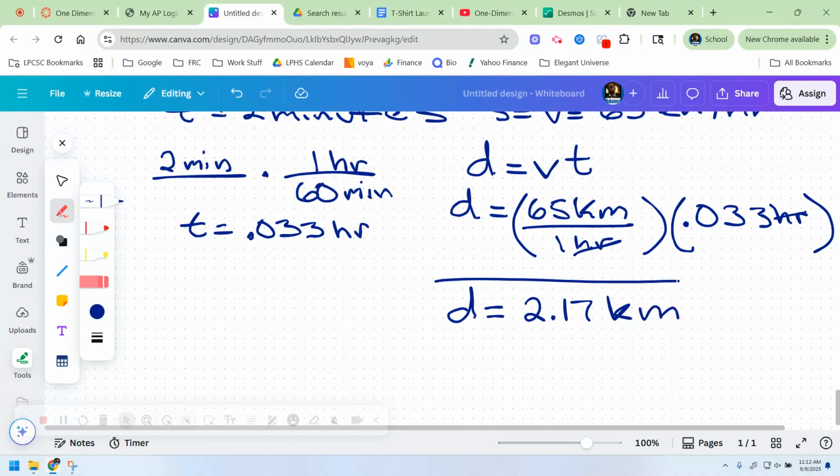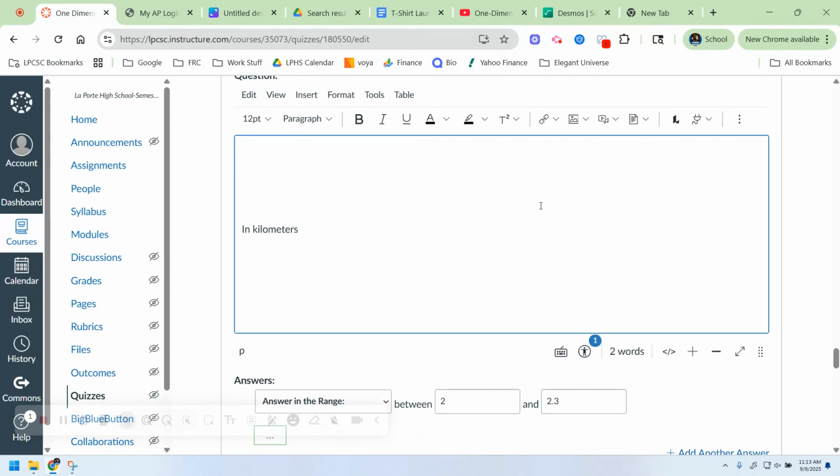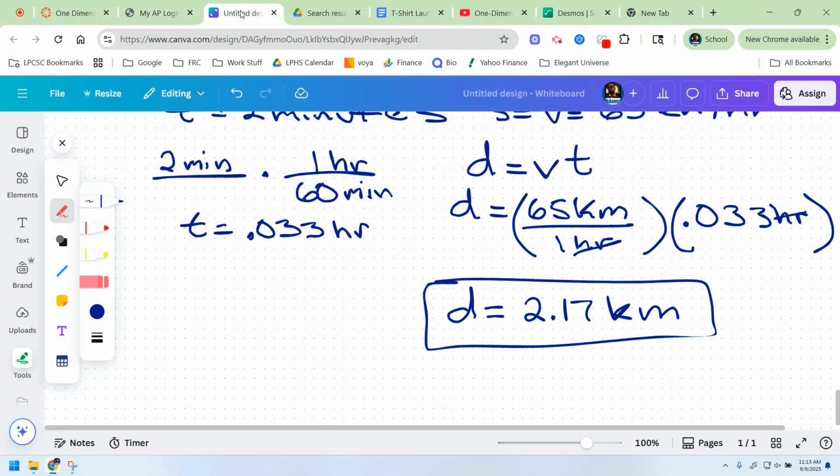And so let me just double check and make sure that's what I put. Let's see. Yeah, I put between 2 and 2.3 because I don't know how people are going to round. So yeah, that's a perfect answer. Sometimes people round up in their decimal if they didn't carry out enough of those threes. And so anyways, it would fall in those parameters.